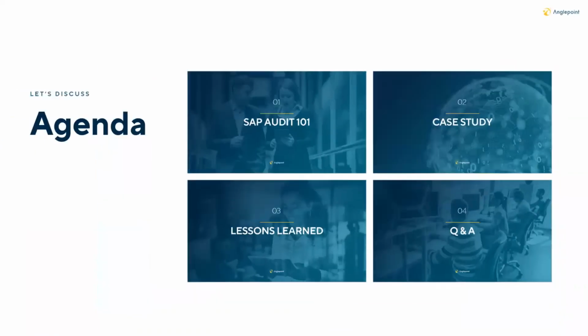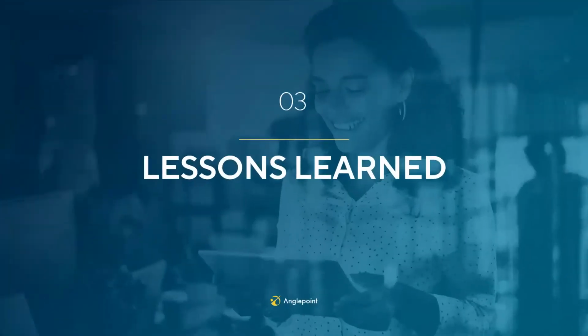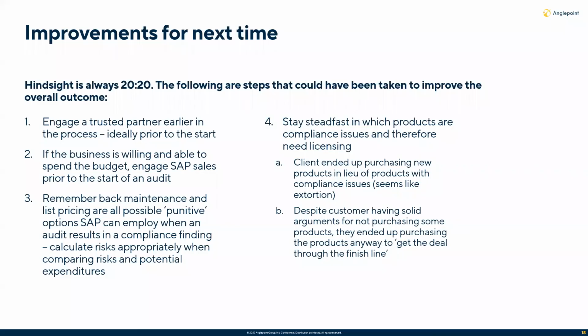All right, so lessons learned. So we've got another 10 minutes. That should be plenty to get through this. So improvements for next time. So hindsight, it's always 2020, right? We always look back and say, oh, shoot, we could have done this better or that better. So these are some of the items that we think could have contributed to an even better outcome for this particular customer, and what we recommend to our customers moving forward is engage a trusted partner earlier in the process, ideally prior to the start.